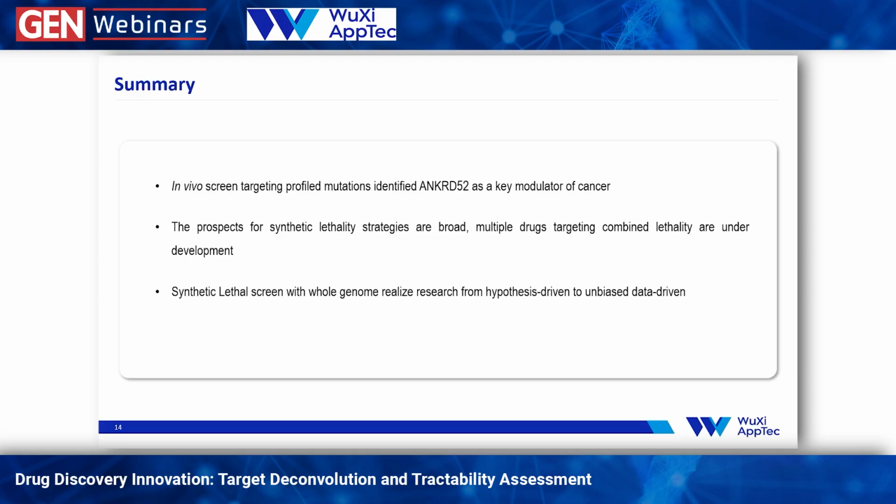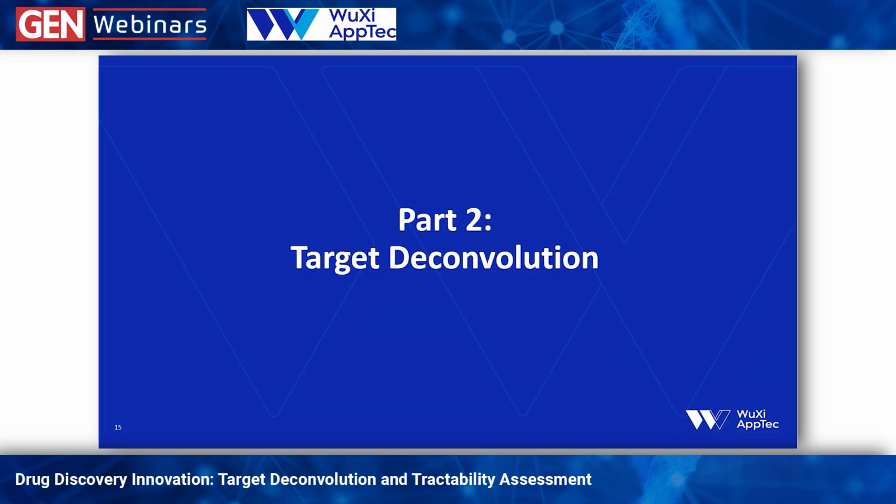So in this part, we show how in vivo screenings can help identify potential key modulators of cancer, for example, in our case, ANKRD52. And in the second case, we showed how we can use in vitro and in vivo models to screen for potential synthetic lethal pairs and look for new genes. Also at WuXi AppTec, we can provide whole genome based screenings to increase the possibilities of identifying a new target, which also helps you avoid using a focused library, which is potentially biased.